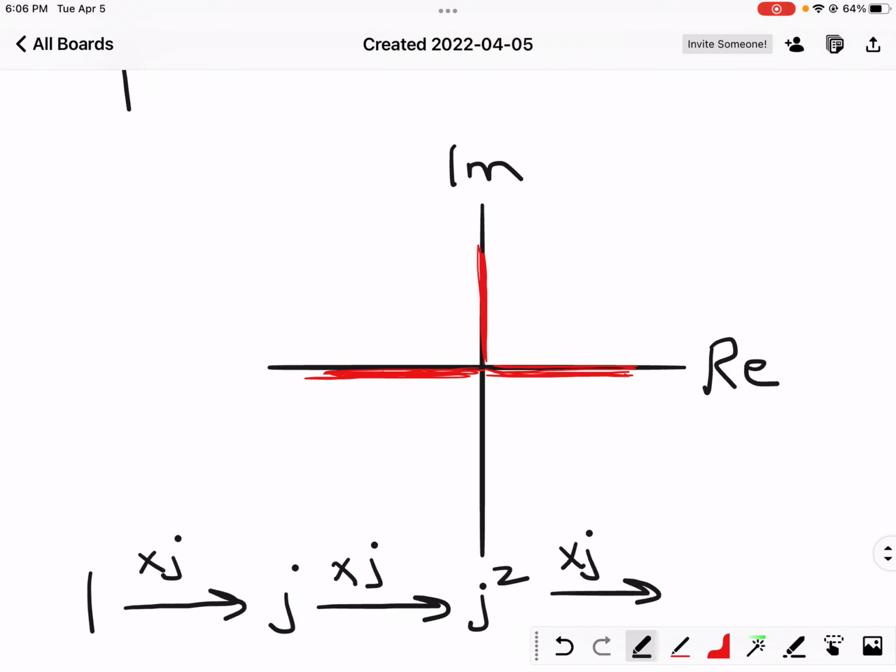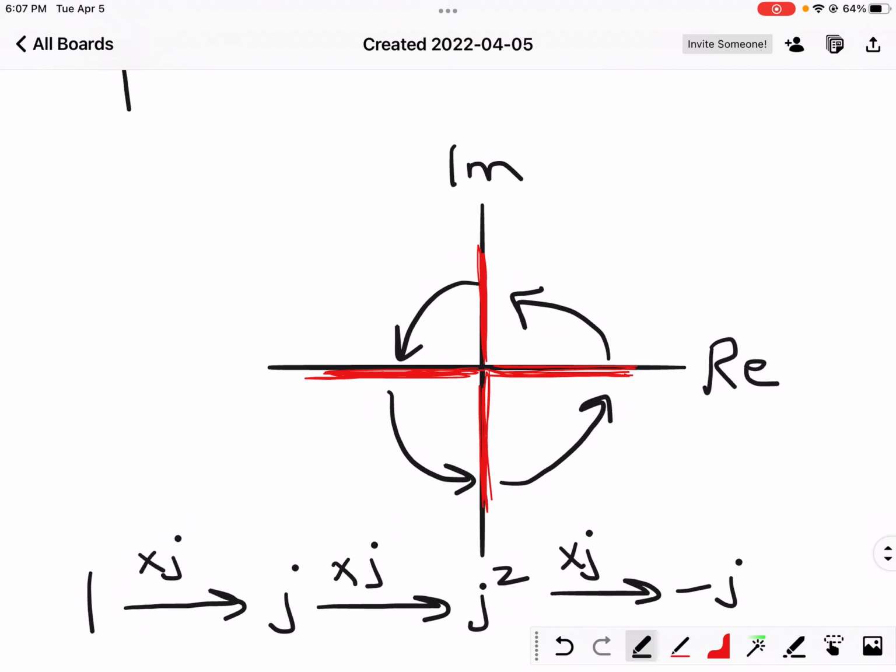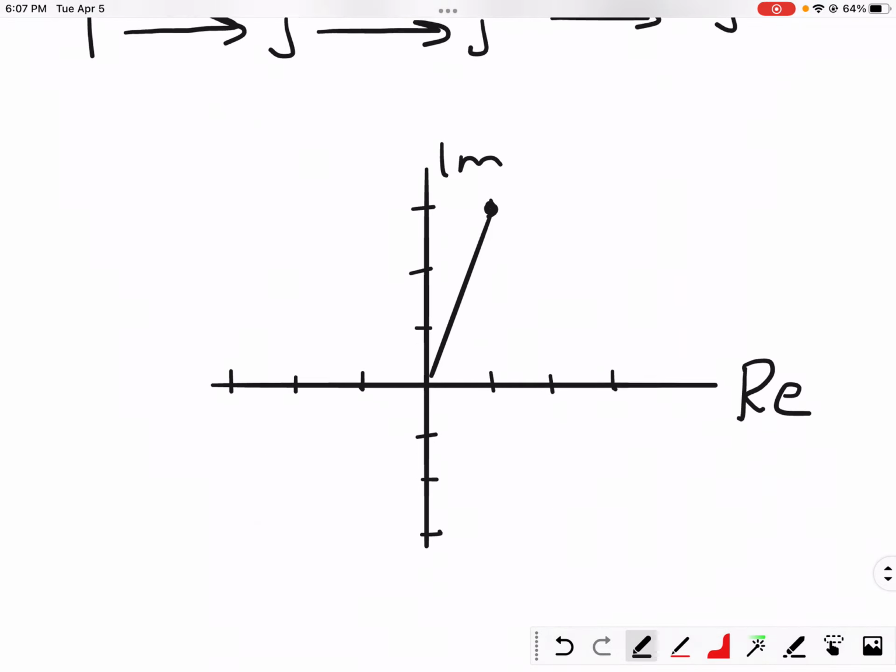Multiplying by j again, we're going to wind up with -1, which is j squared, times j, which is -j, which is like 0 minus 1j. That would be down here, 0 in the real direction and -1 in the imaginary direction. And the whole point of this is showing you that every time we multiply by j, we seem to rotate this vector, or this complex number, by 90 degrees. That's kind of cool.